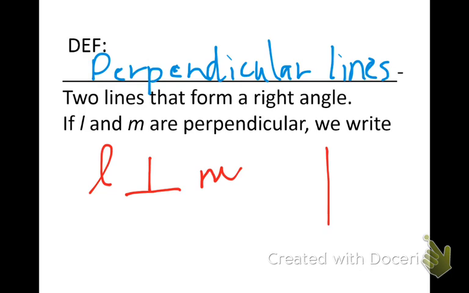That would look like, in a picture, M is one line, the other line is L, and to show they're perpendicular, you put a little square. That square shows that that angle is 90 degrees.